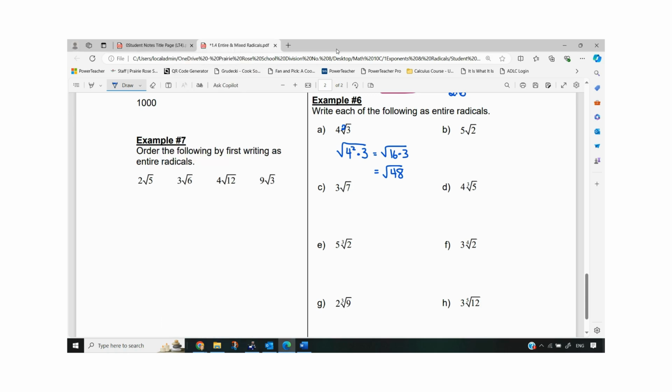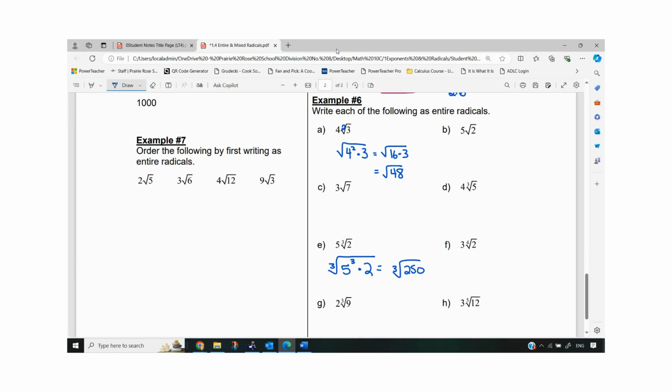If I wanted to work with an index of 3, this would be 5 to the exponent 3 times 2, all underneath the cube root. 5 cubed is 125, and 125 times 2 is 250. So 5 times the cube root of 2 is the same as the cube root of 250. So this method works for all indexes.